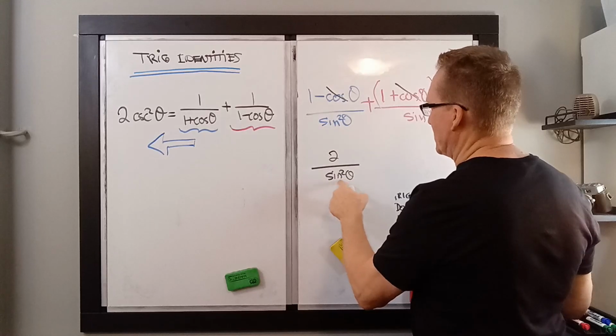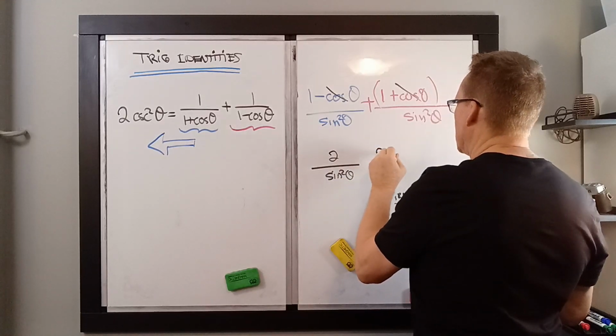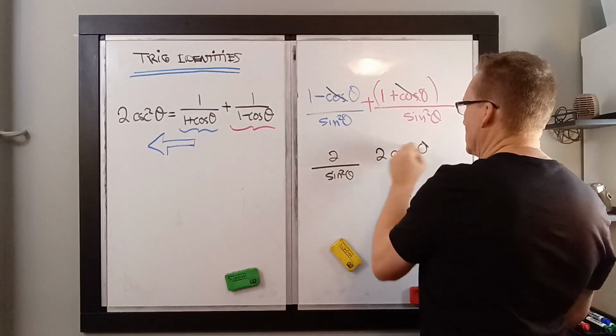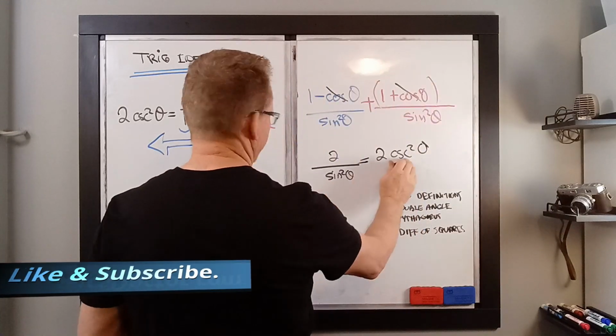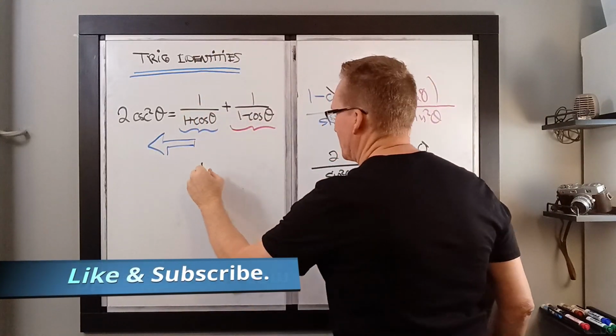What is sine squared theta in the denominator? It's cosecant squared theta. You just flip it over, and that's what we have here. We have now proved that identity.